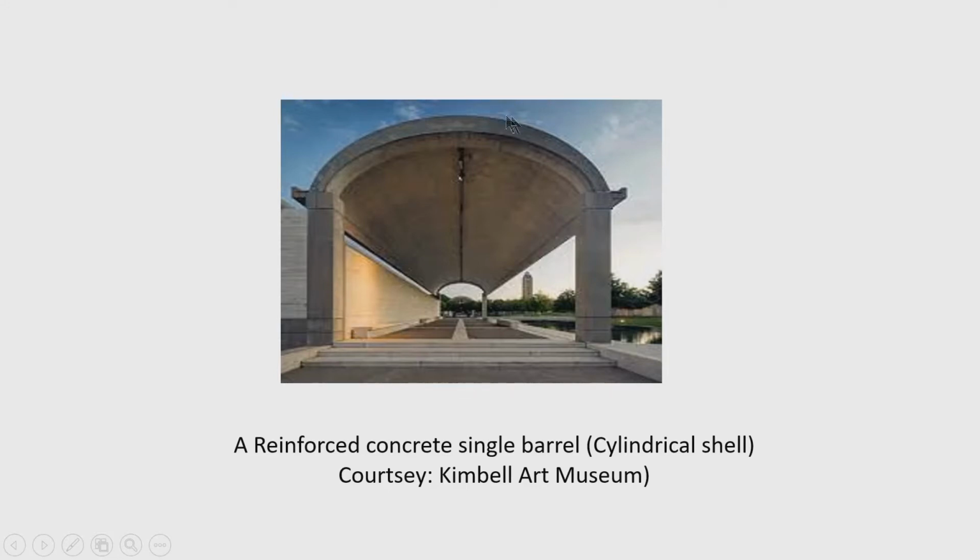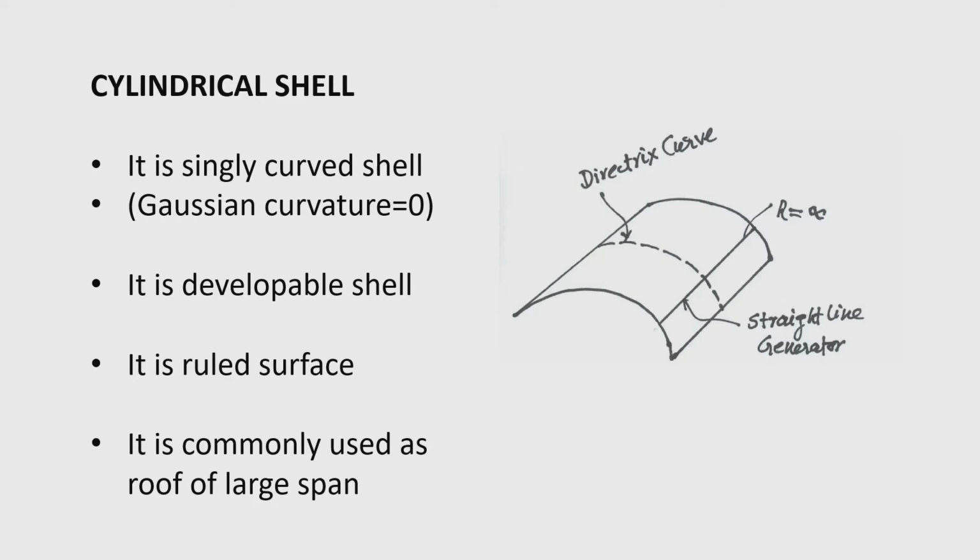You can see an example of cylindrical shell, a large span has been covered with the help of a very thin structural element, which is a form of cylindrical shell. This is also called single barrel shell. Now, multiple barrel shells are also common. Cylindrical shells, you can see, are actually singly curved shells whose Gaussian curvature is 0.